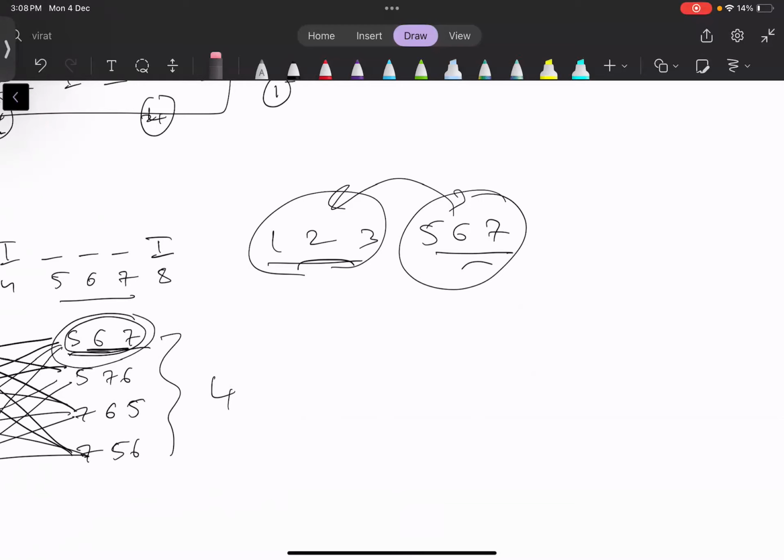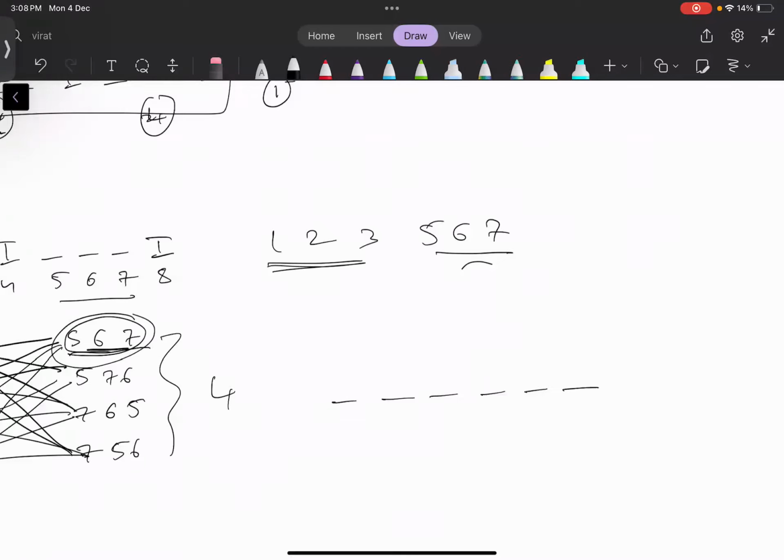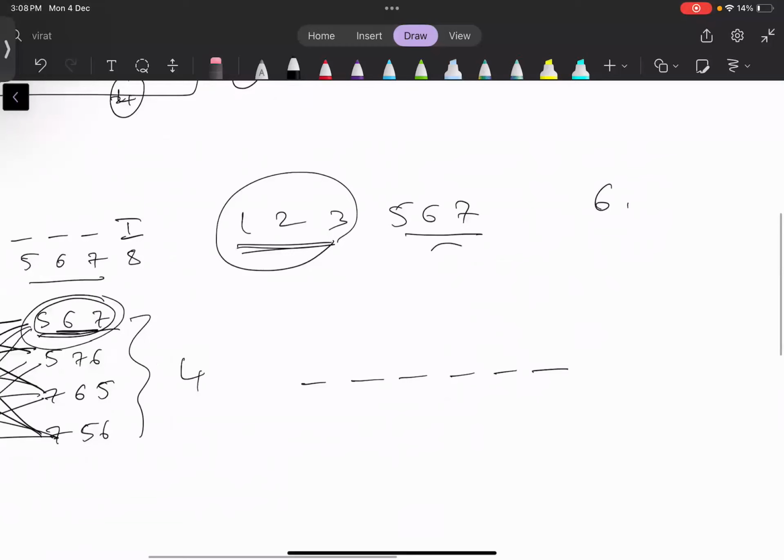Basically, after mixing, the total length will be what? Total length will be 6, right? Total length of the sequence. So 1, 2, 3, 4, 5, 6, right? Now, to find the number of possibilities, I basically fix 1, 2, 3. So in how many ways in 6 positions can I put 1, 2, 3? It will be 6C3, right? So I can put 1, 2, 3 in this entire grid in 6C3 ways, right?